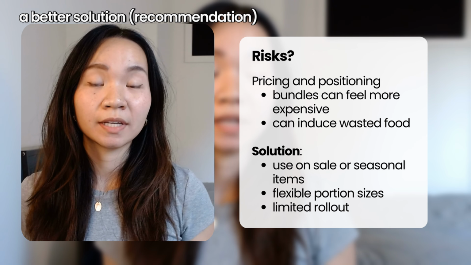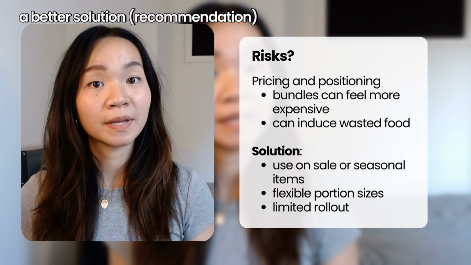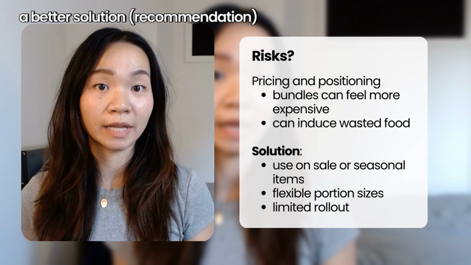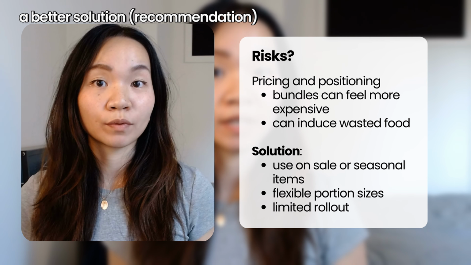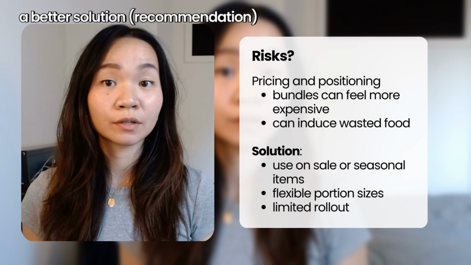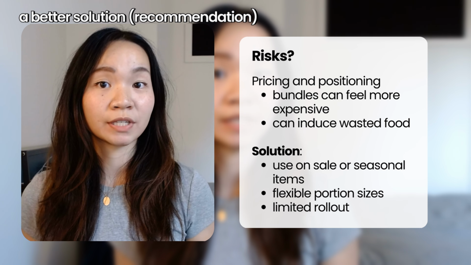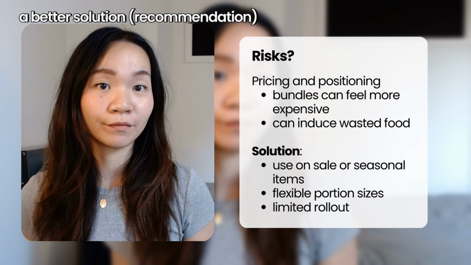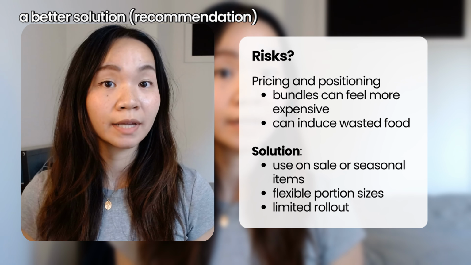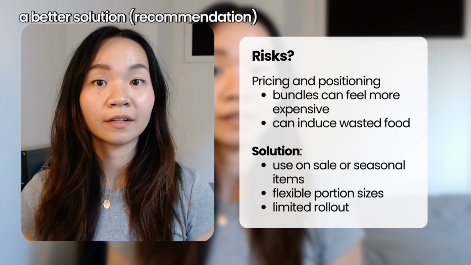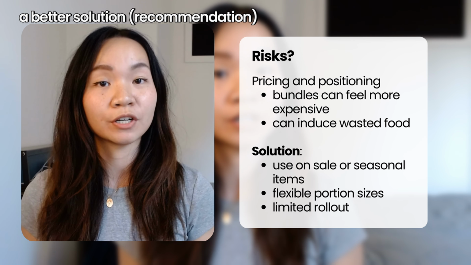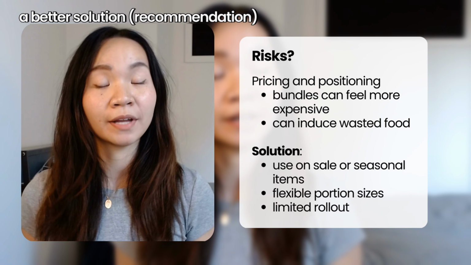One risk is pricing and positioning, since bundles could feel more expensive and lead to food waste from the grocer's end. We can mitigate this risk by designing bundles around seasonal and on-sale items, offering flexible portion sizes, and testing with a limited rollout first. This lets us quickly refine and scale with confidence, which is exactly in line with Trader Joe's culture of iteration and delivering exceptional value and customer experience.